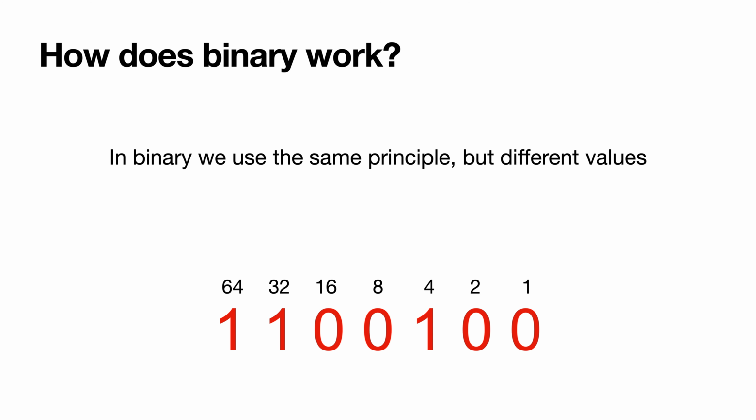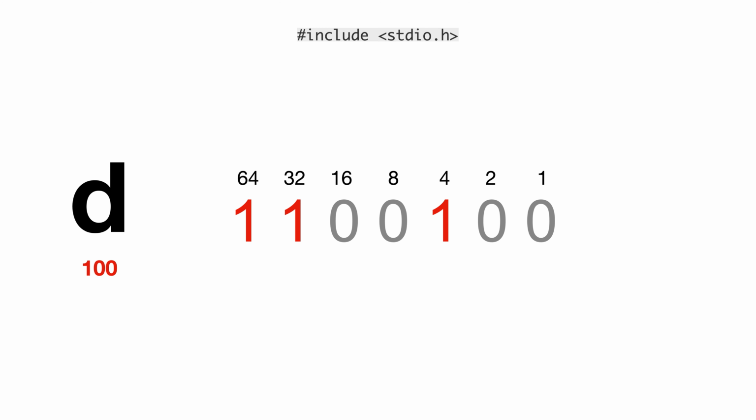Now, if we take this value, 1100100, and we try to figure out what the base 10 representation of that is, we're going to only look at the places that have a 1 on them. So we're going to take 64 plus 32 plus 4, and we're going to end up with a base 10 value of 100. So 1100100 is the same in binary as 100 in base 10.